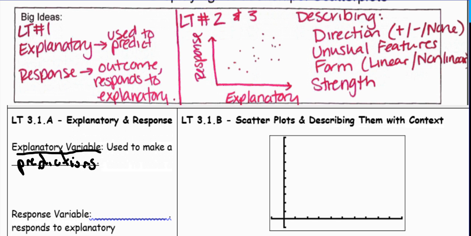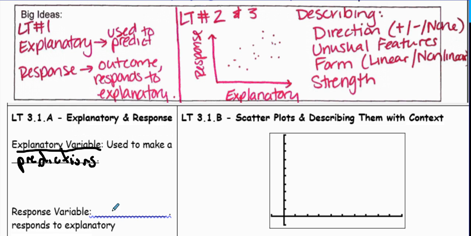All right, about the response variable. And so what is the response variable? Well, the response variable is the outcome that responds to the explanatory variable. So our outcome is in response to our explanatory variable. Normally, the explanatory is your x, and this is your y, so we call it a y hat. That's a predicted value. All right, and that's a response.